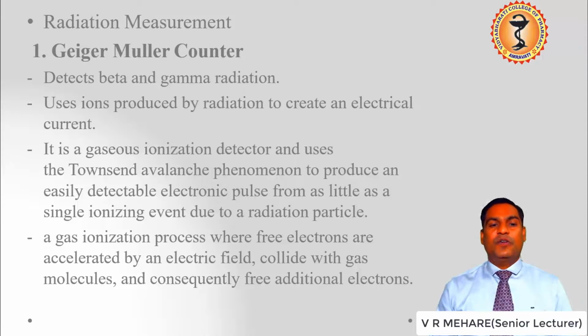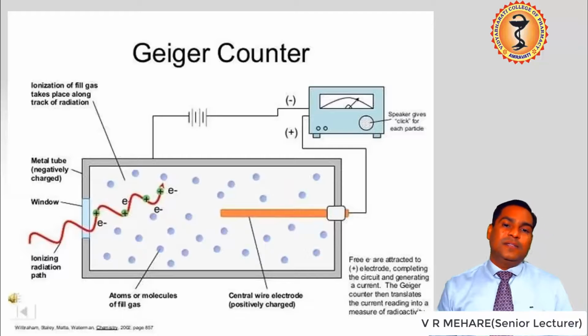It also uses ions produced by radiation to create an electrical current. So it is a gaseous ionization detector. What is a GM counter? It is a gaseous ionization detector and uses the Townsend avalanche phenomenon to produce an easily detectable electronic pulse from as little as a single ionizing event due to a radiation particle. It is a gas ionization process whereby free electrons accelerated by an electric field collide with gas molecules and consequently free additional electrons. This is a diagrammatic presentation of the GM counter or Geiger-Muller counter.